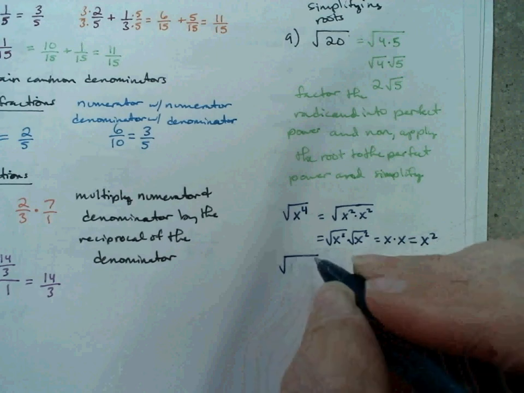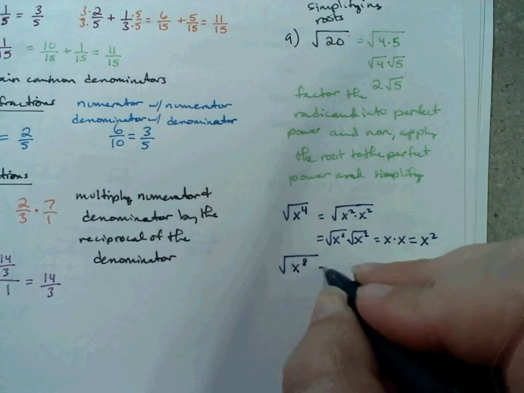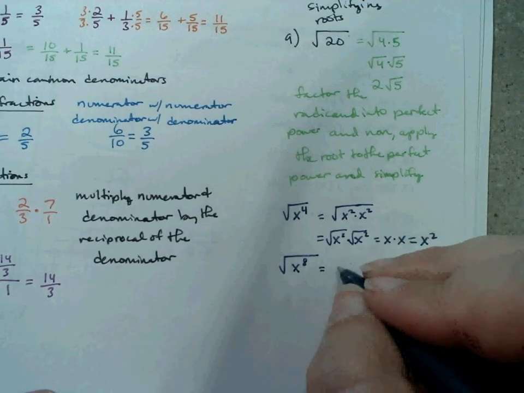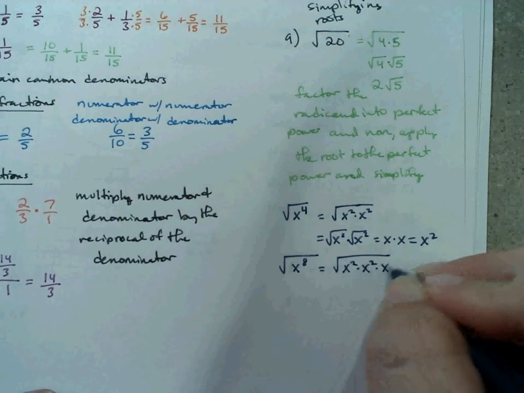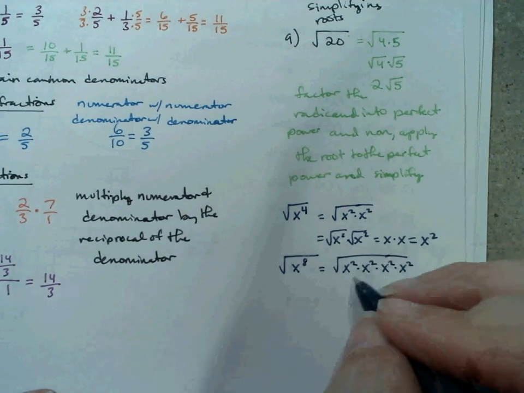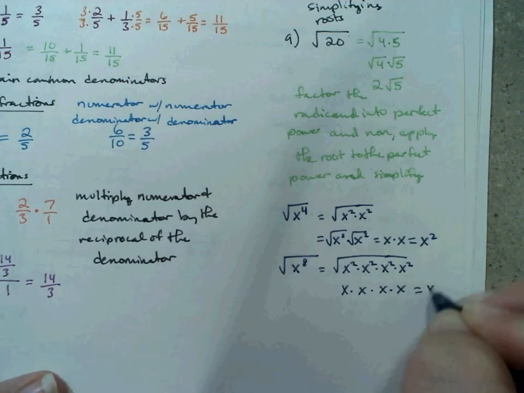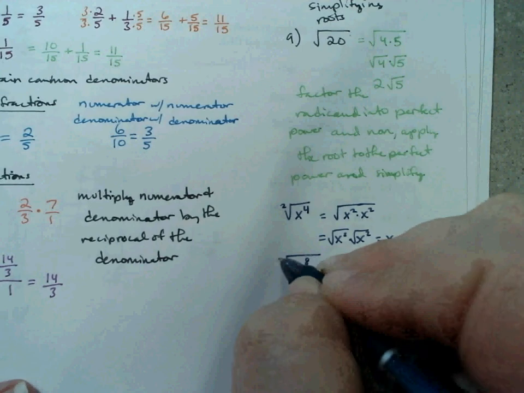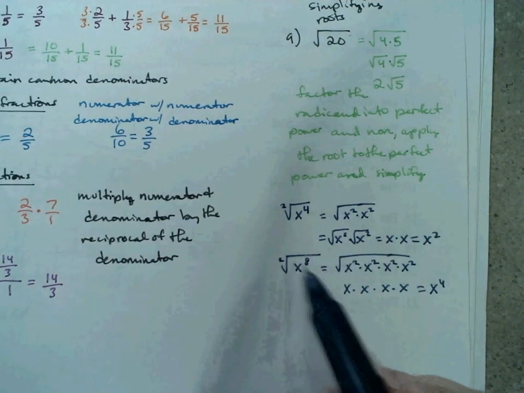Okay, so let's go a little bit further. What if I asked you to take the square root of x to the 8th? So that's 4 x squares, right? So that's the square root of x squared times x squared times x squared times x squared. So that's going to end up being x times x times x times x. That's going to be x to the 4th. So what you have to remember is that there's an understood 2 right here, right?